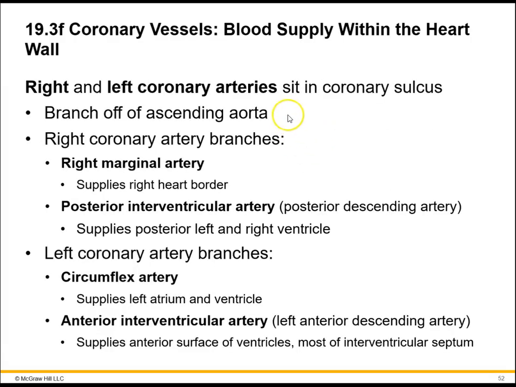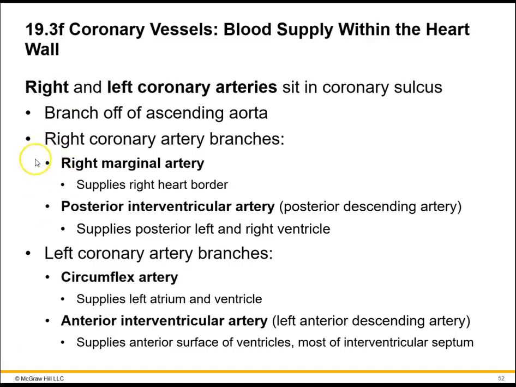Okay, so what happens is you get these two main arteries, the right main coronary artery and the left main coronary artery. They're branching off of the ascending aorta. In fact, they are the first branches off the aorta. The heart likes to prioritize itself. And these guys sit in the coronary sulcus. And what they're going to do is they're going to branch into several different arteries.